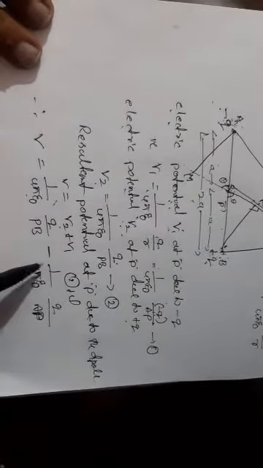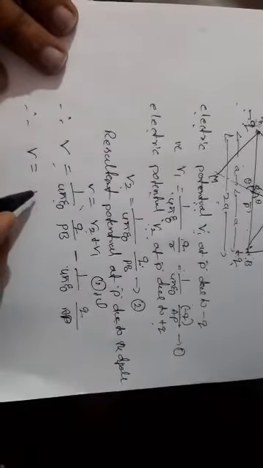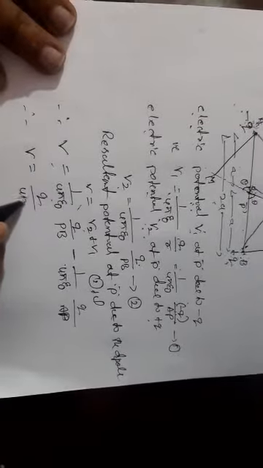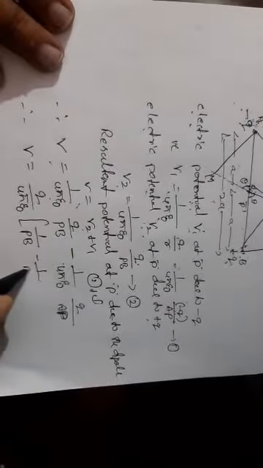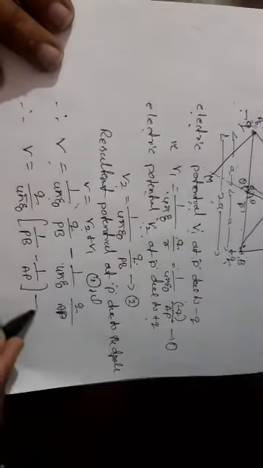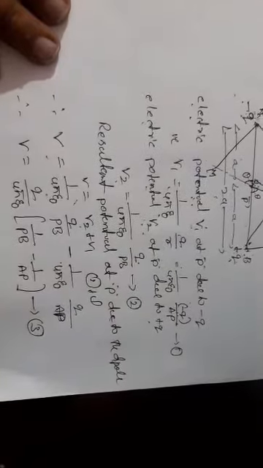What is the common factor? 1 by 4 pi epsilon naught is a constant, and the charge Q is a common factor. Let us take it outside. Therefore, the electric potential is Q by 4 pi epsilon naught times 1 by PB minus 1 by AP. That is called equation number 3.